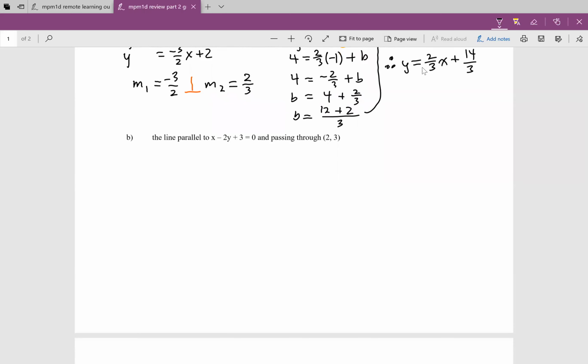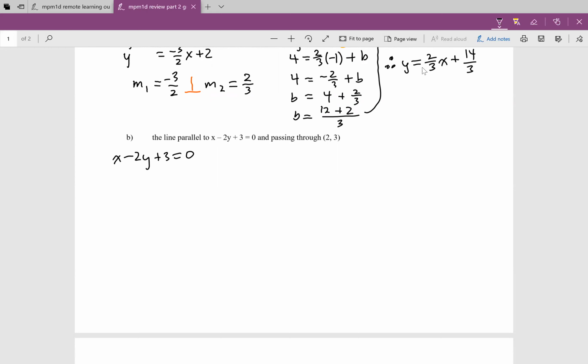Let's move on to the second question. The line parallel to x minus 2y plus 3 equals 0 and passes through the point 2, 3. I think you guys understand what we just did in the first example, but this one takes into consideration the slope that's going to be parallel to it. So we have to find the first equation's slope.